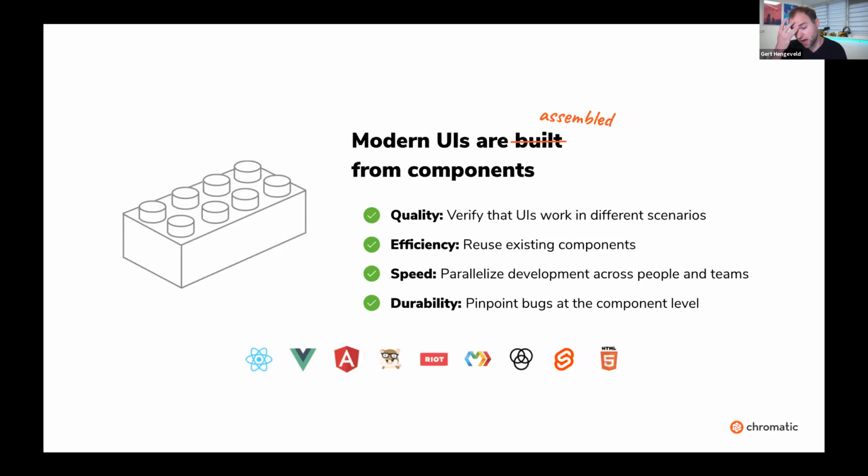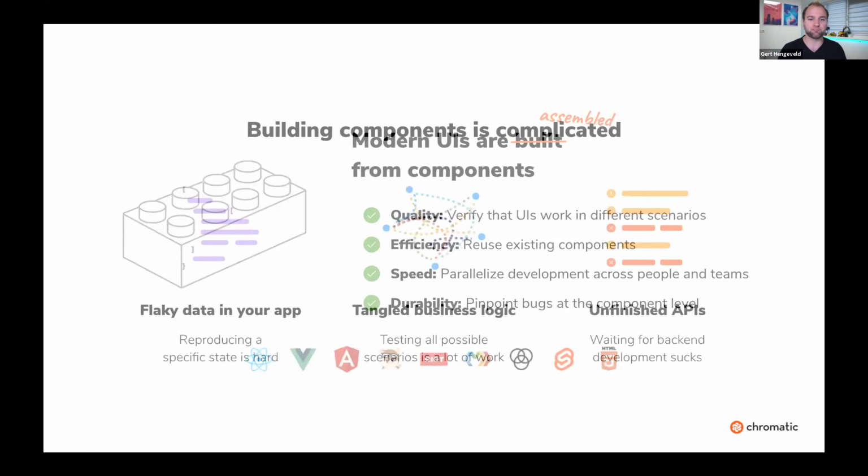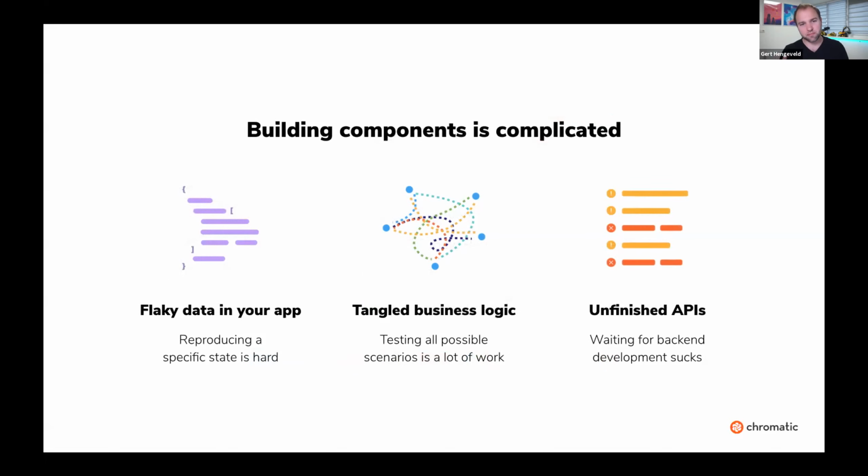So if you have a bug, it's easier to drill down into your component tree and figure out where the issue lives exactly in your component tree, and then debug that one component that you have already pinpointed. But building components, it's complicated. It's not an easy job, right?